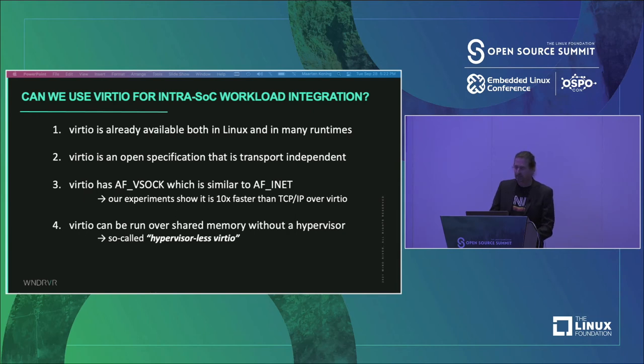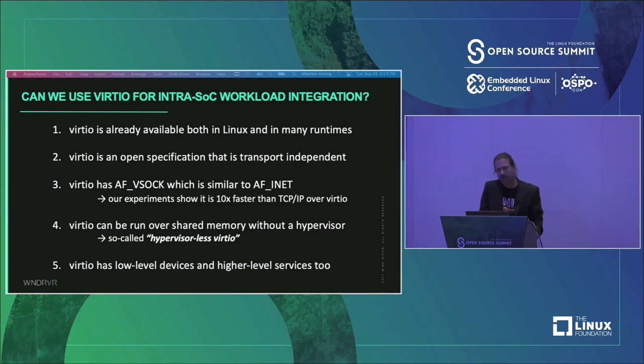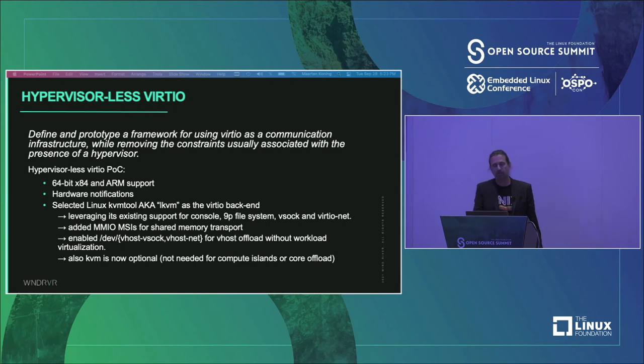That's why this talk is called Hypervisor-less virtio. Instead of doing traps down to a hypervisor, if you use virtio over a shared memory and go across from the shared memory to a daemon process running on Linux on another core, then you don't need a hypervisor, and you can actually leverage the virtio devices and the virtio specification without a hypervisor. And that's kind of a novel way to use virtio, but it has promise and it does work. So virtio also has low-level devices and higher-level services like file systems as well. And so it's a good multi-device open specification for integrating runtimes at a low level and at a slightly higher level with file systems as well.